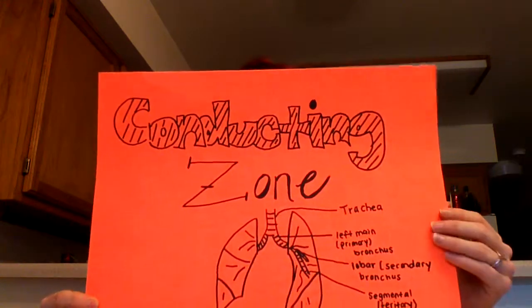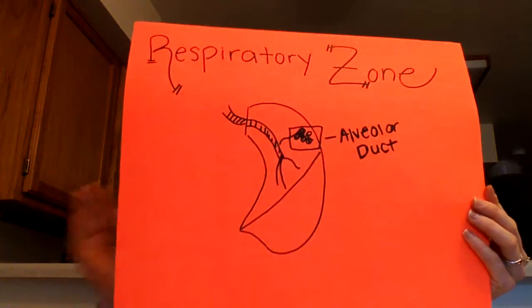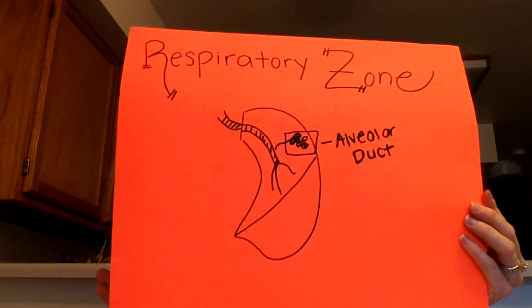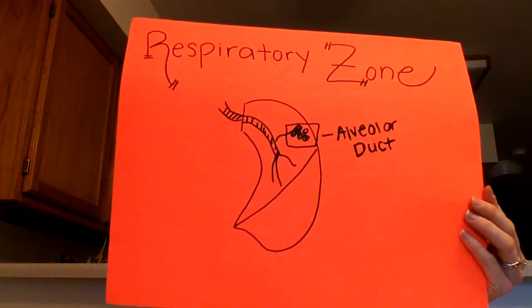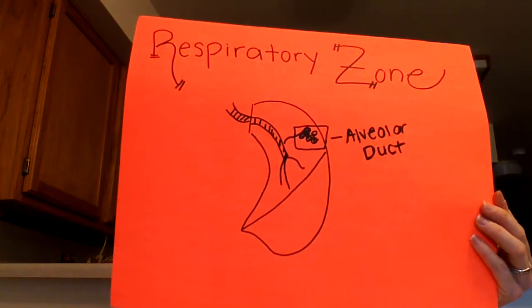It's also good to have a good understanding of the respiratory zone. The respiratory zone is going to be your site of gas exchange. This is going to consist of your bronchioles, your alveolar ducts, and your alveoli.